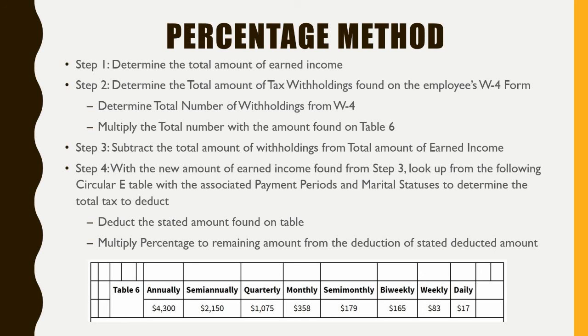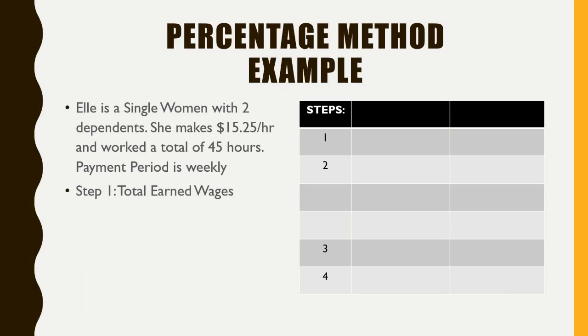Here at the bottom of this slide, you see what is called table number 6. This is where you determine how much it costs for one withholding. As you can see, it gives you the payment periods. If we do bi-weekly, it's going to be $165 for each withholding. If it's weekly, it's going to be $83. If it's daily, it's going to be $17, et cetera. So you will be utilizing this table to determine the number of withholdings you need to withhold.